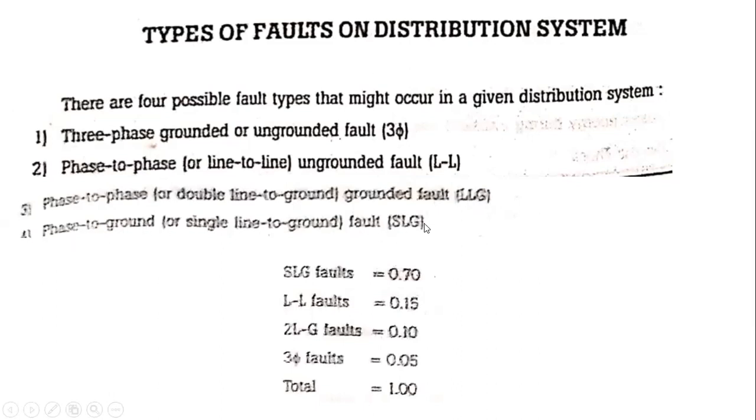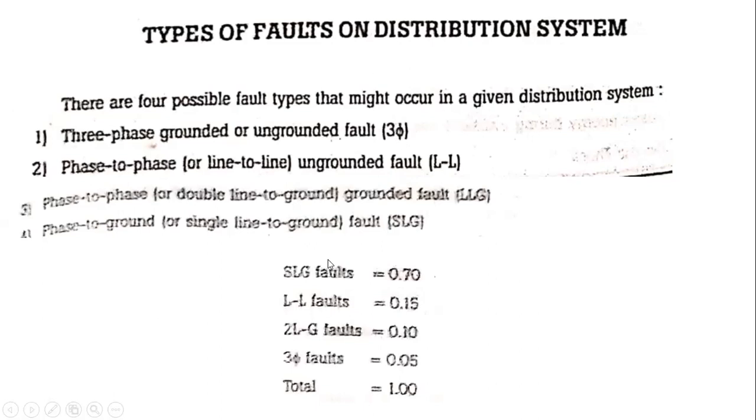Next, phase to ground or single line to ground fault, which is called the SLG. Single line to ground fault, double line to ground fault, line to line fault, and three phase faults. These are the four possible faults that can occur in a given distribution system.